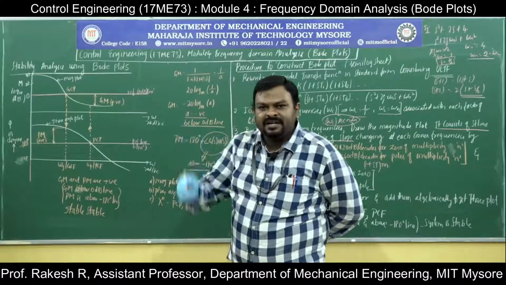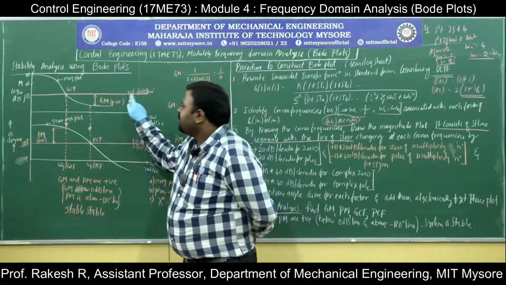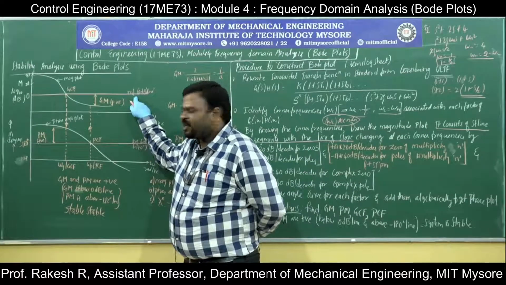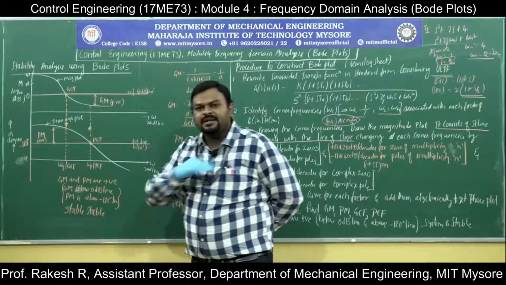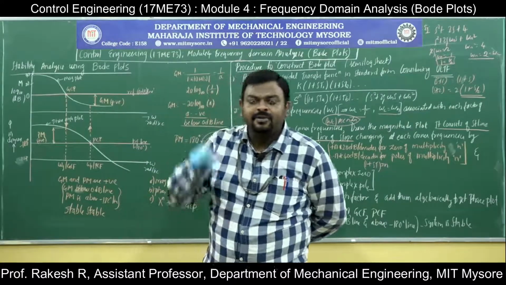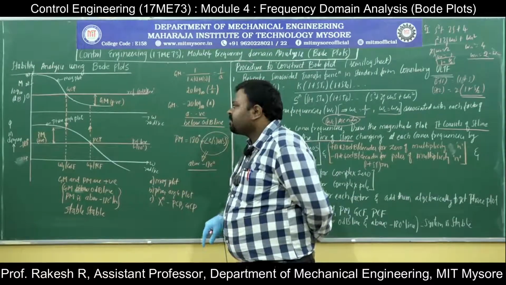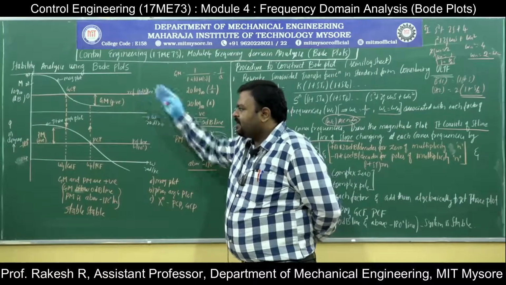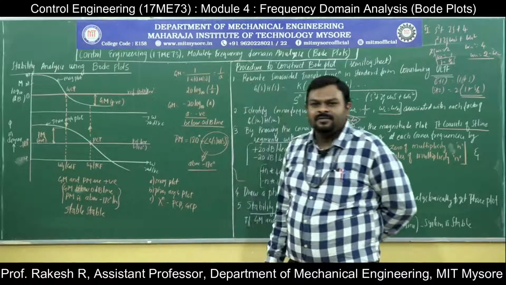Otherwise, before taking the scale itself, you can make the 0 decibel line a darker line and the minus 180 degree line a darker line. Those two are the references for the magnitude as well as the phase angle plots. After this, draw the magnitude plot and draw the phase angle plot.